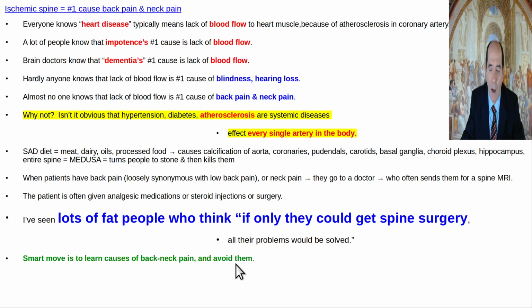Okay, and I also can tell you, I see a lot of back pain patients, and a lot of them are so simple-minded, it's pathetic. They just think, if only I could get spine surgery, then I would get better. What they don't understand is their whole spine's abnormal. Their whole spine is ischemic, okay, with weak ligaments. You can't operate on the whole spine.